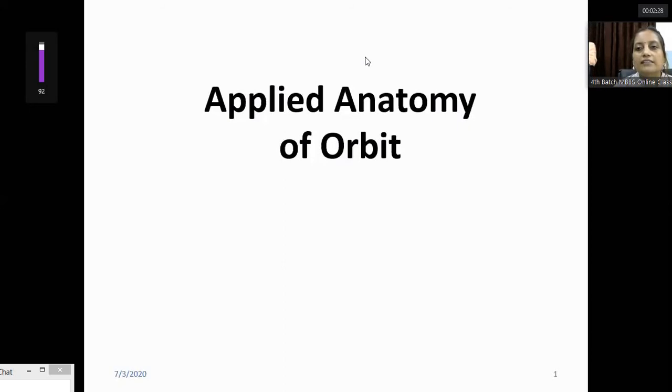So in the last class we were discussing the globe, lens and its pathological conditions. In this class we will be discussing the orbit, its anatomy and applied part, so that in the subsequent chapter we can discuss the diseases related to the orbit.